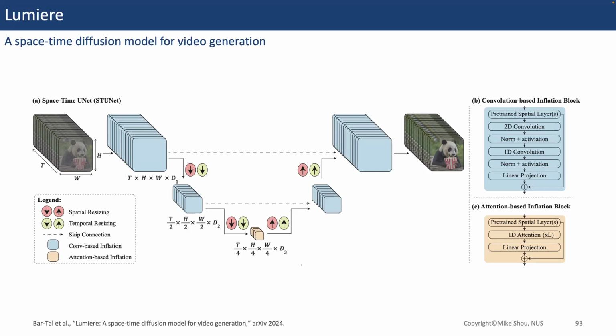And they also introduced attention-based blocks. So at the coarse level of the unit, they incorporate the attention-based blocks. This starts with the pre-trained text-to-image layers, then applies temporal attention mechanisms and helps the model focus on important temporal features across the entire video sequence. And it's important to note that further training is only applied to the newly added layers, which significantly reduces the computational load and the training time.